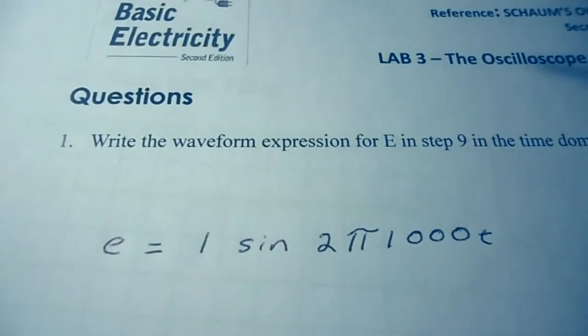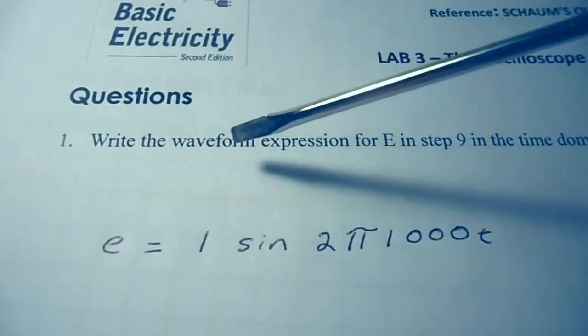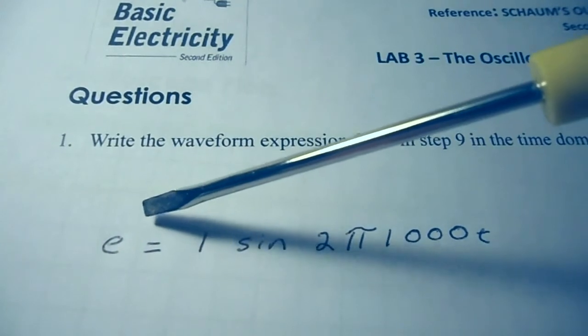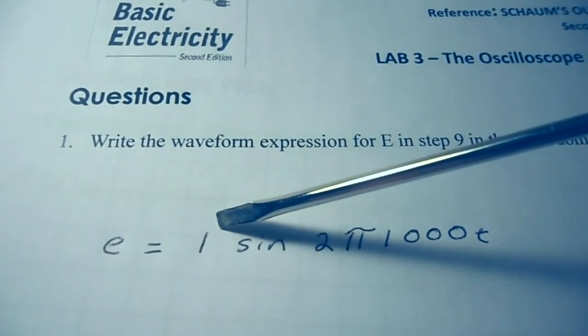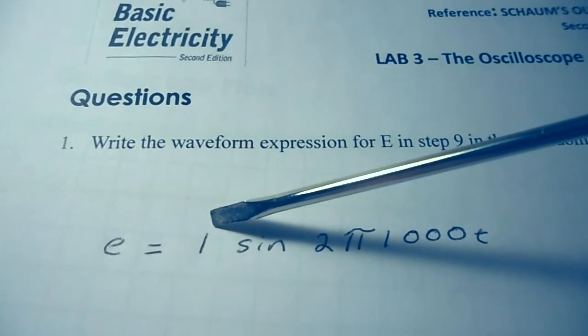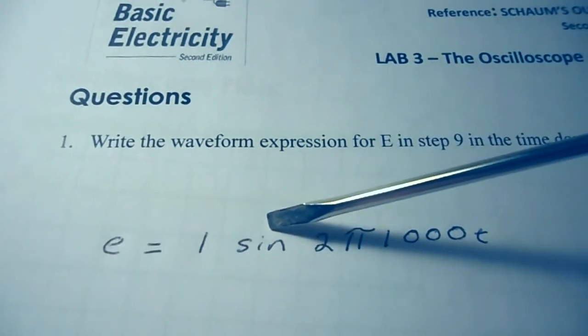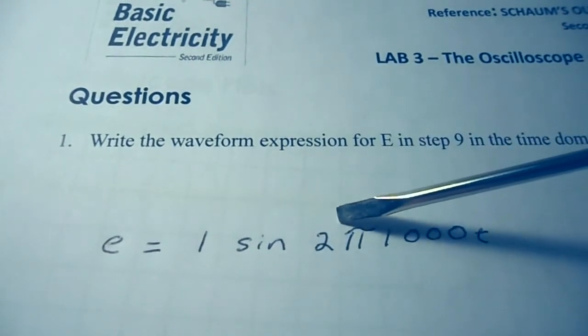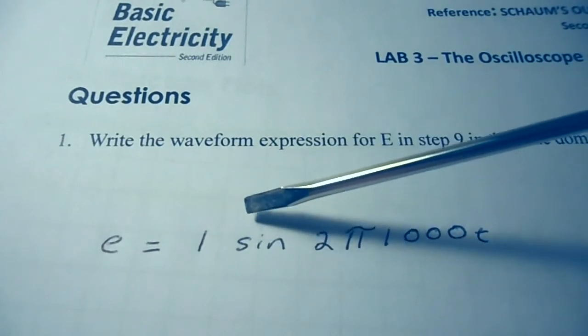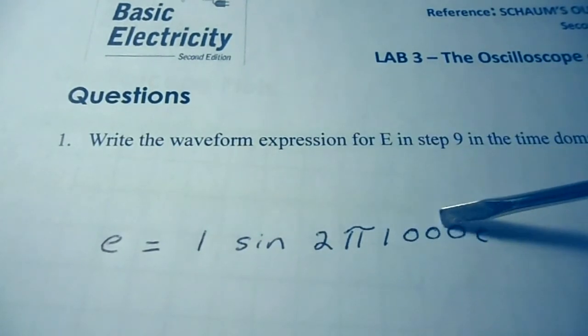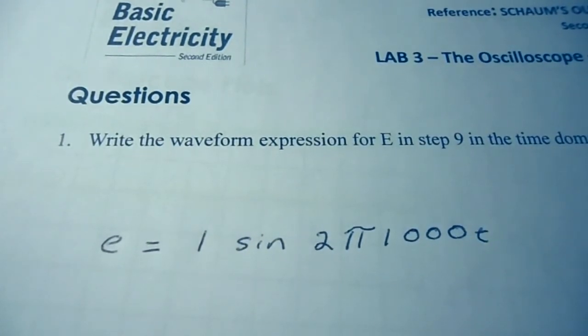So to guide you through answering these questions, I'm going to answer the first one for you. The expression is going to be E is equal to 1, and that's the peak voltage of our sine wave. It is a sine wave, and it's 2 pi 1000 because we used 1 kilohertz signal. So E is equal to 1 sine 2 pi 1000 T. I'm going to leave the other three questions for you to answer.